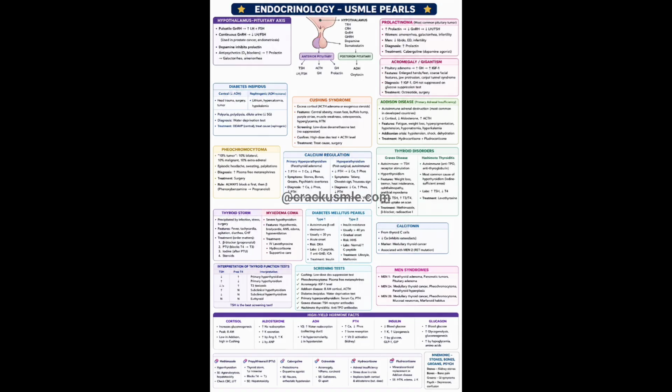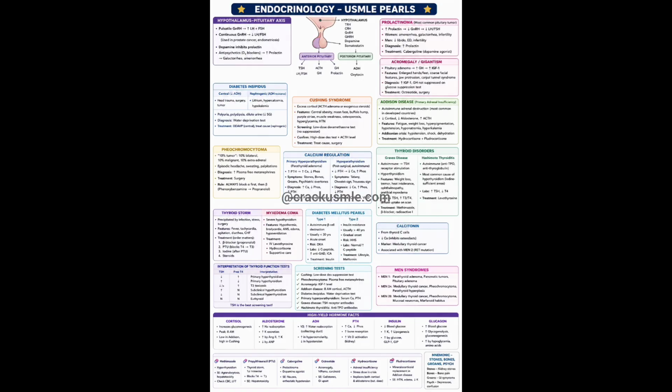Next, diabetes insipidus. It can be central due to lack of ADH, often after trauma, or nephrogenic, resistance to ADH, often from lithium. Symptoms include polyuria and polydipsia with dilute urine. Diagnosis is with a water deprivation test, and treatment depends on the cause: DDAVP for central, or addressing the underlying issue for nephrogenic.